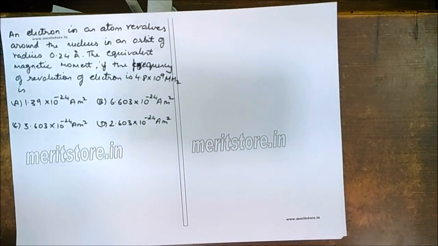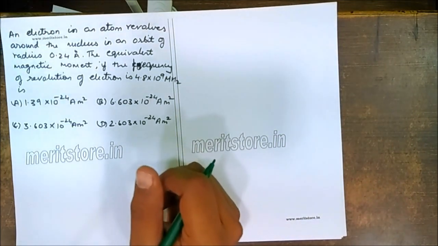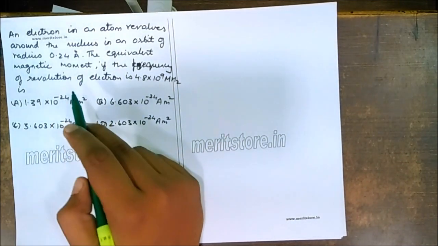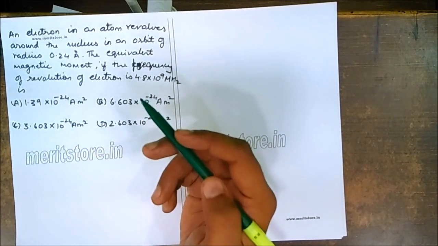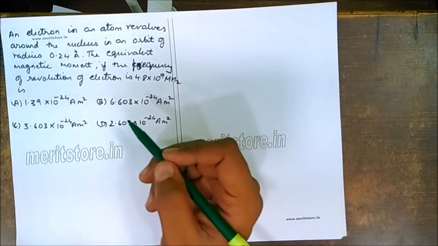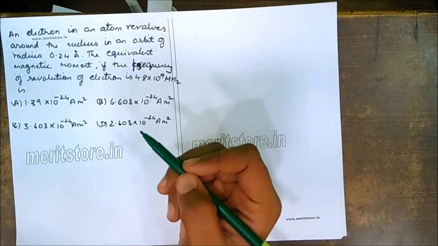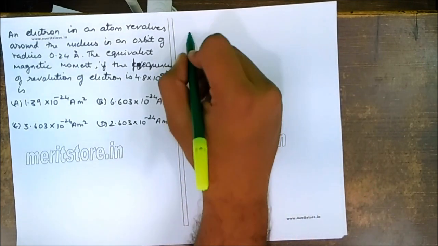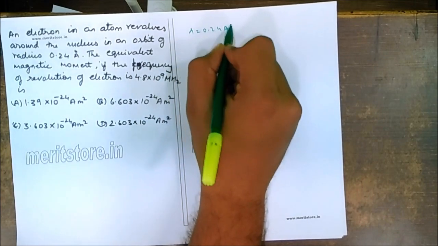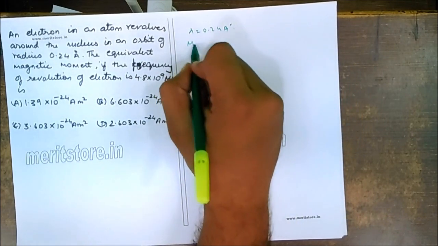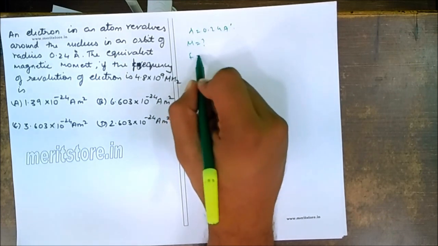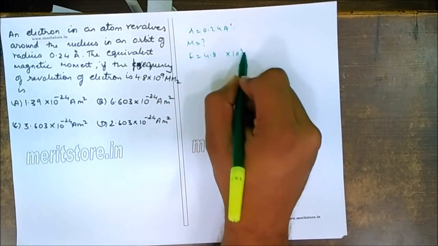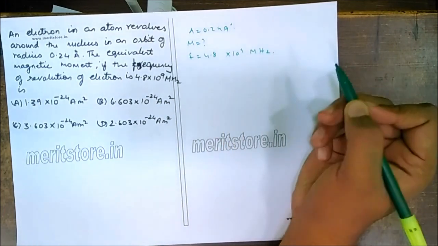The next question is, an electron in an atom revolves around the nucleus in an orbit of radius 0.24 angstrom unit. The equivalent magnetic moment if the frequency of revolution of electron is 4.8 into 10 raised to 9 megahertz. So the frequency has been given as 4.8 into 10 raised to 9 megahertz. Radius is 0.24 angstrom unit. Magnetic moment has been demanded.